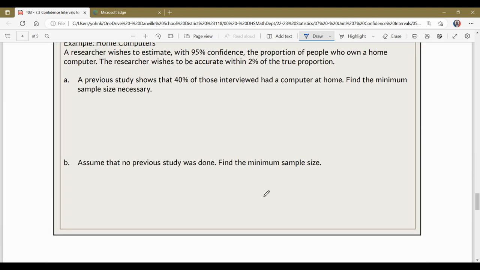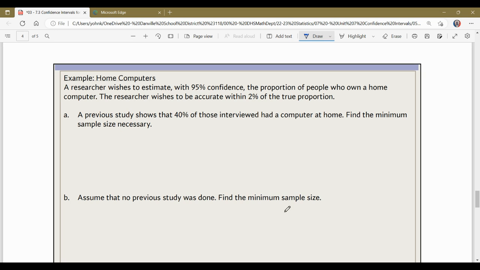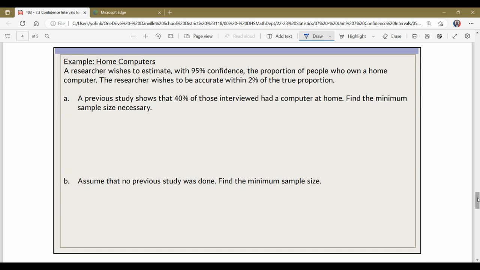All right, so here's an example. A researcher wishes to estimate with 95% confidence the proportion of people who own a home computer. The researcher wishes to be accurate within 2% of the true proportion. Part A says that a previous study shows that 40% of those interviewed had a computer at home. Find the minimum sample size necessary. Well, my formula for minimum sample size needs a p hat, needs a q hat, needs a z alpha over 2, and needs an error.